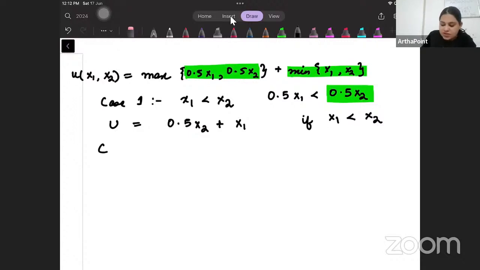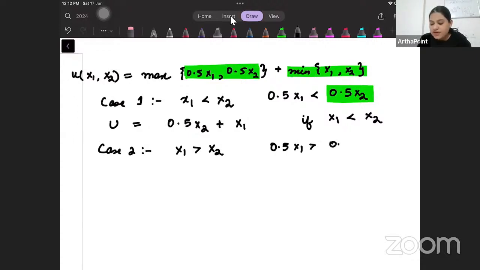Now take the next case. Case 2. When x1 is greater than x2. If x1 is more than x2, even if I multiply half on both sides, then 0.5 x1 will also be greater than 0.5 x2. If this is the case, my utility function will be, so out of the two, what is the max value? The max will be 0.5 x1.